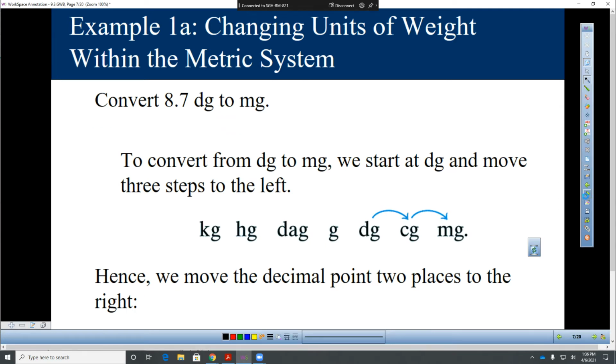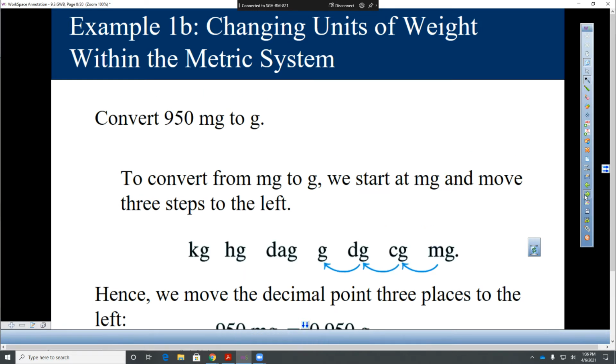So if I want to convert 8.7 decigrams to milligrams, all we're doing, decigrams to milligrams, is 2 hops to the right. So I'm going to take this decimal up here, and it's going to hop 2 spots to the right, and then I've got to fill in a 0. So that's going to be 870 is what that ends up being, 870 milligrams. Exactly like what we did before. So nothing new to spend a lot of time on.